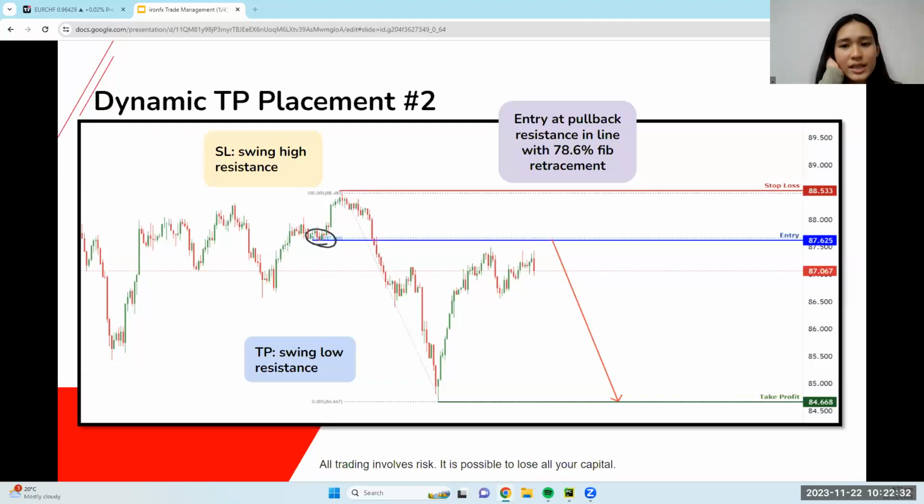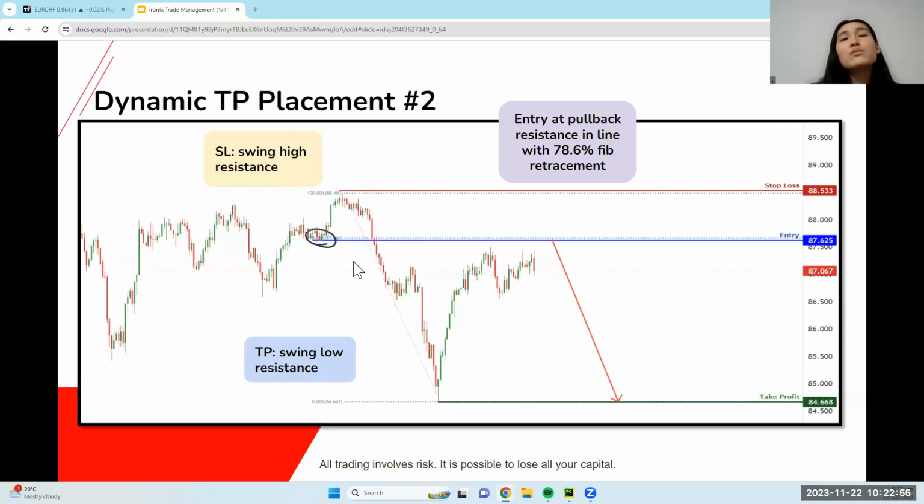So now let's look at another example. Here we're expecting price to bounce off of our entry at the 87.625 level. And this is a pullback resistance that's in line with a 78.6% Fibonacci retracement.